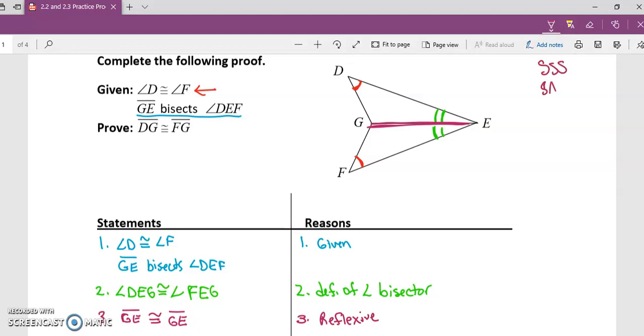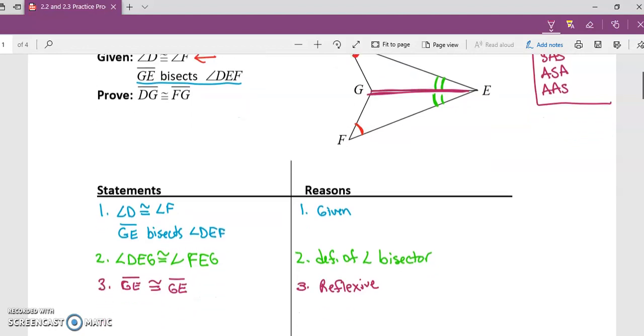We had side, angle, side. We had angle, side, angle. We do also have angle, angle, side. If you have two angles and a non-included side, that also works. And so if you look at that, it's the red angle and green angle, and this side is not between them. But that is a valid postulate as well.